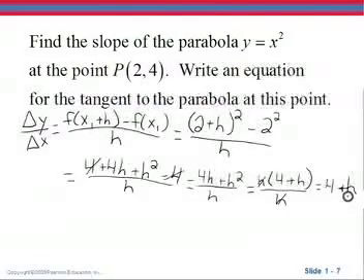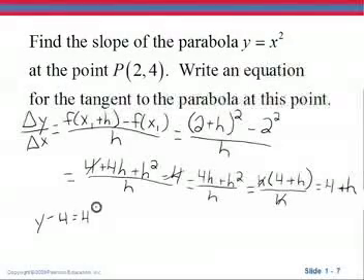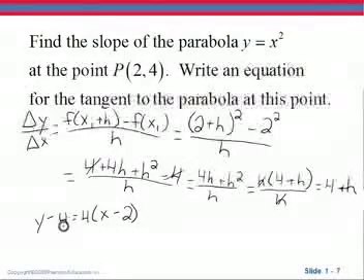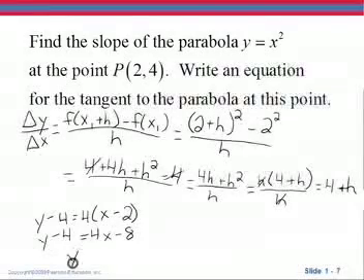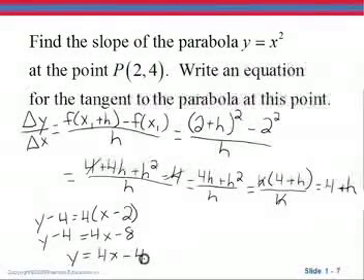If we want to write an equation for the tangent to the parabola, then we'll just simply use our point-slope form, y minus y1 equals m times x minus x1. And so we'll say y minus, and our y value here is 4, equals our slope times x minus our x value here, which is 2. We can simplify that. This would be y minus 4 equals 4x minus 8. And by adding 4 to both sides, we'll come up with the equation y equals 4x minus 4. So the equation of the tangent to the parabola at the point 2, 4 is y equals 4x minus 4.